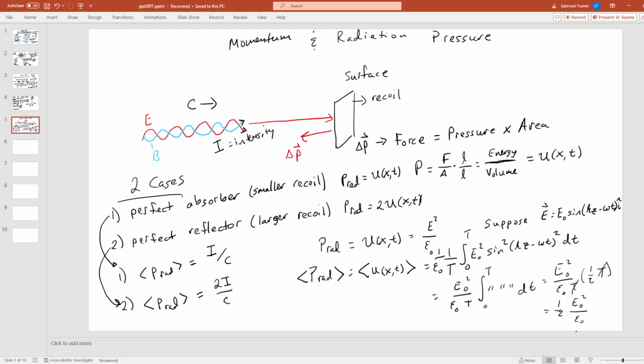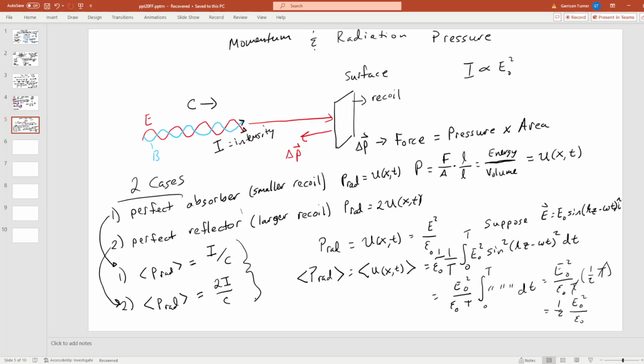Okay. And this is related to the intensity of your beam. Okay, so the intensity I is proportional to the square of the magnitude of the maximum electric field. And so your radiation pressure is therefore proportional to your energy density. Okay, and therefore that's why we can write these two equations down.